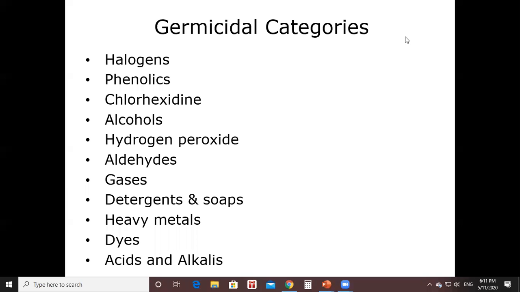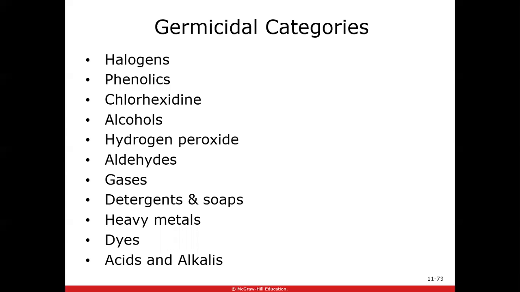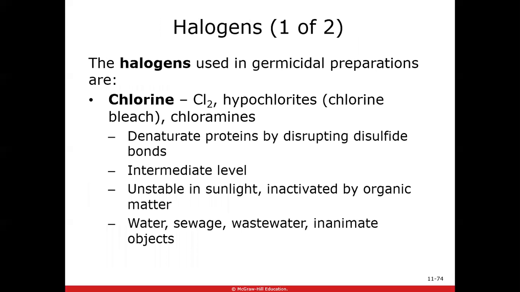Now we're going to continue looking at some other germicidal categories, but we'll go through these quickly. The main ones I want you to recognize are the alcohols, hydrogen peroxide, chlorine, detergents, and soaps. And so halogens are used in germicidal preparations.